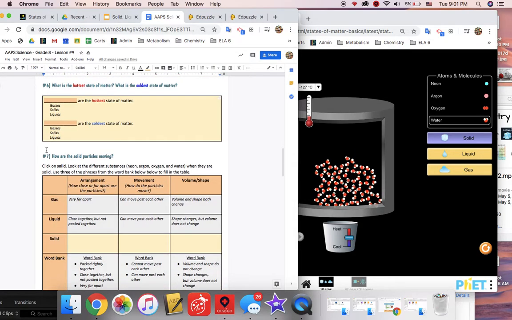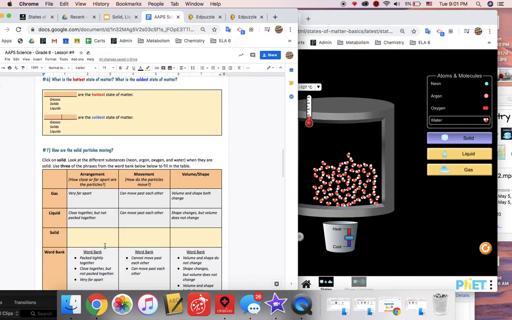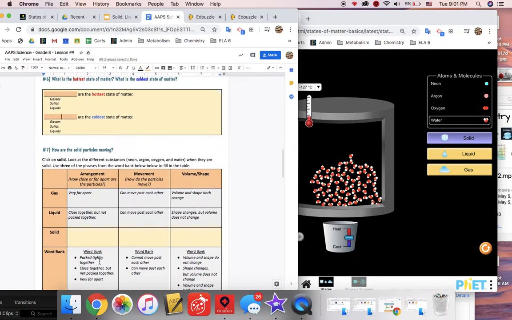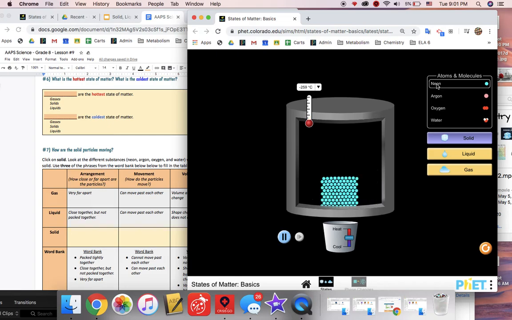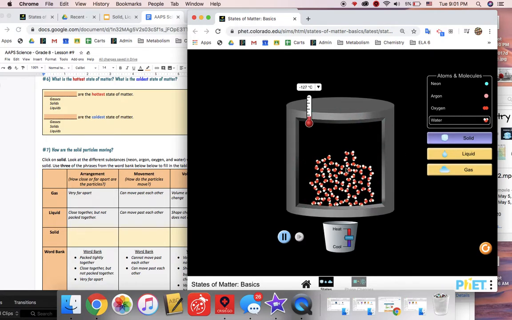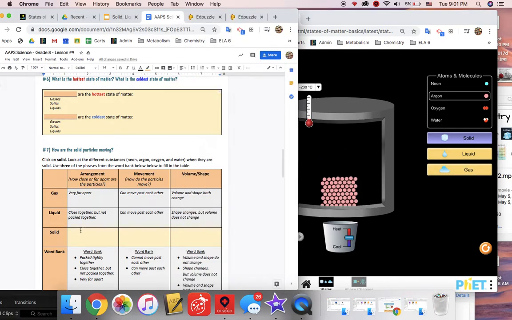Next, how are the solid particles moving and arranged? Well, for their arrangement, I could choose packed tightly together, close together but not packed together, or very far apart. If I'm looking at the solids, in general, I can see that as a solid, they are packed closely together. Water is the exception, but we'll talk more about that later. So I'm going to write here, packed tightly together.